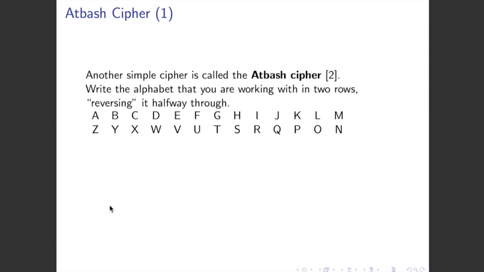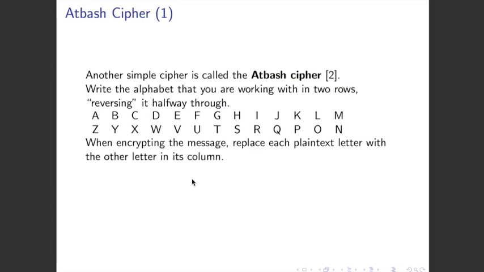A cipher that we discussed that adds a little bit more to our toolbox of encrypting things is the Atbash cipher. When you're doing an Atbash cipher, you write the alphabet so that you're working in two rows, and you sort of think about reversing it halfway through.